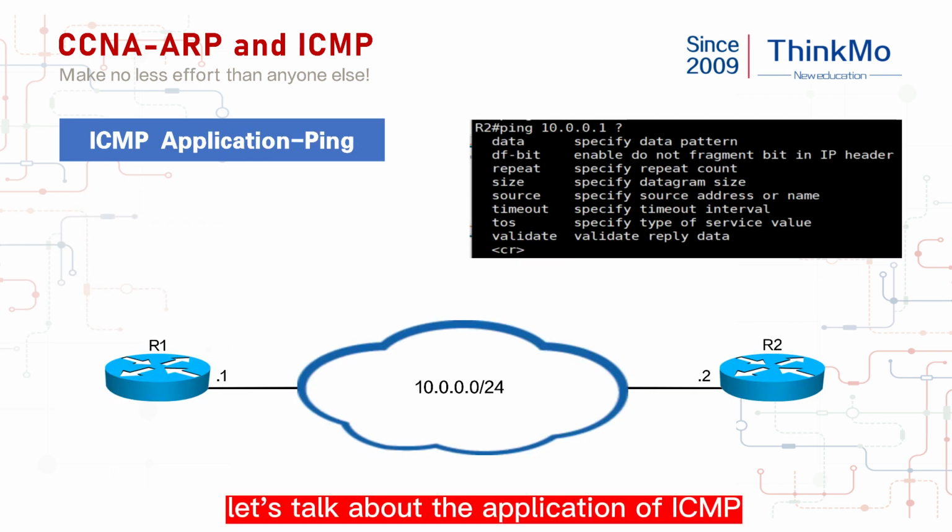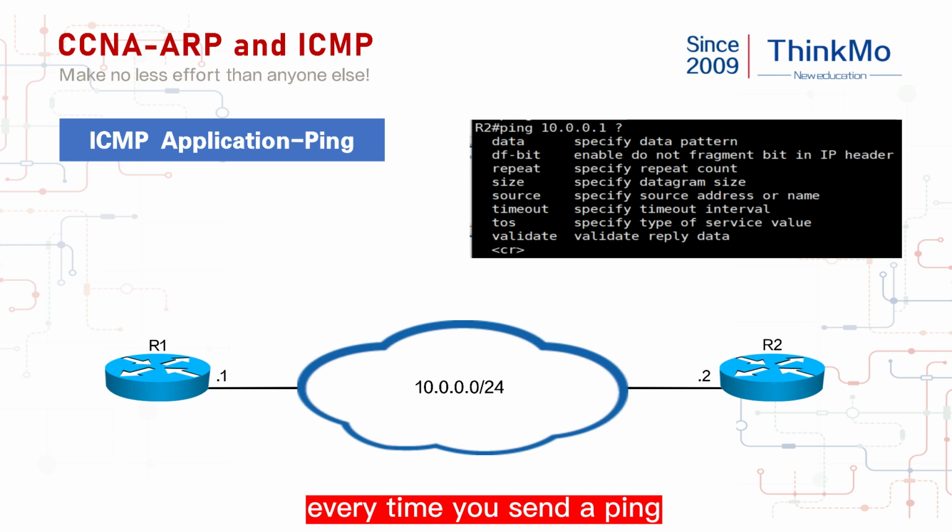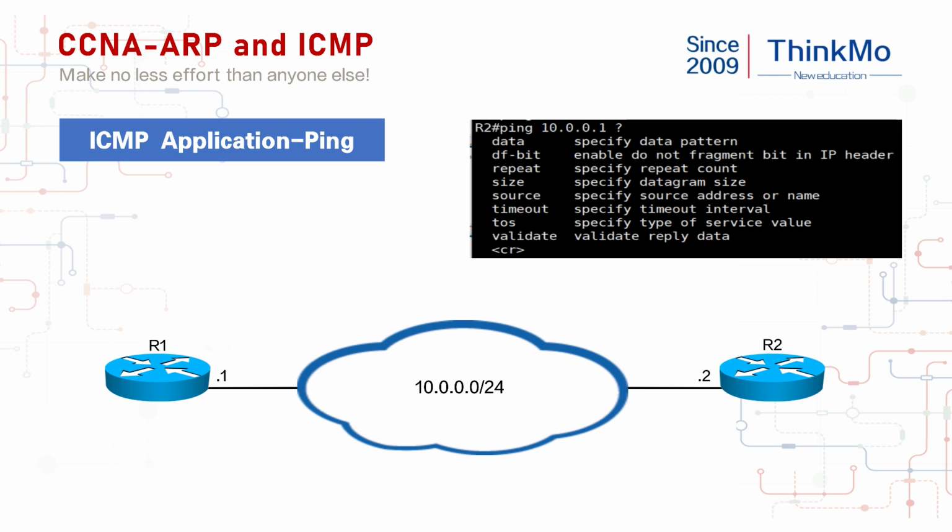Next, let's talk about the application of ICMP. ICMP has two major applications. The first one is ping. Actually, every time you send a ping, it sends an ICMP packet. Under normal conditions, when you ping the peer on the device, we'll send 5 packets at a time. If I go to ping now, suppose the address on the right is this, the default is 5 packets.